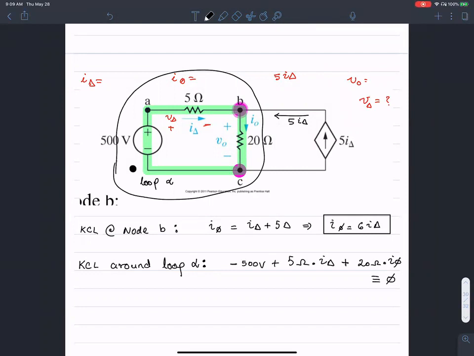I just want to clarify, this is the KVL around loop alpha, right? Correct. Okay, just making sure.